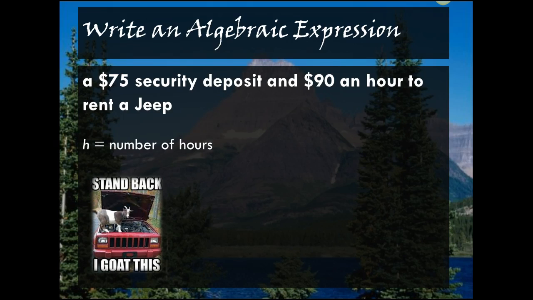We have the $75 security deposit and, which would indicate plus $90 an hour to rent a Jeep. Since it's each hour, we're going to have to multiply to get that total charge. We can write our expression as $75 plus 90H to represent $90 times the number of hours we have the vehicle. We could also write $90 times H and add the $75 security deposit. Either way, you have an algebraic expression that represents the problem.